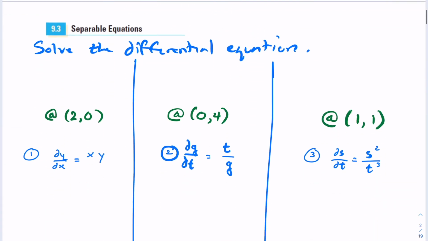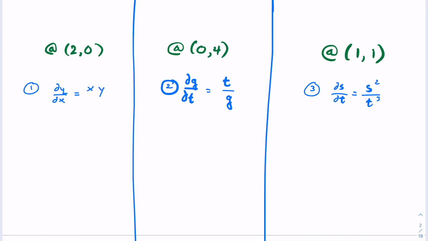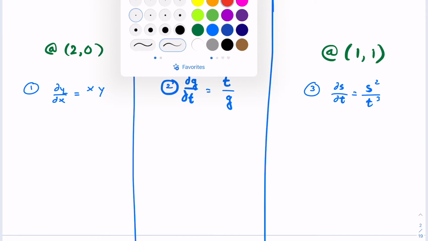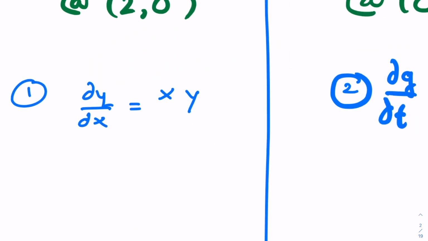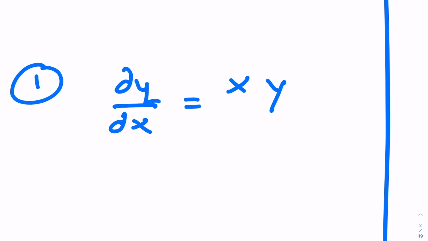So here we go. We're going to first separate the variables. So we're going to leave the variables on the left-hand side and the variables on the right-hand side here, okay? I'll go through the first example. Now, sometimes they might write y prime. I encourage you to change it to dy/dx, okay? It's actually required.